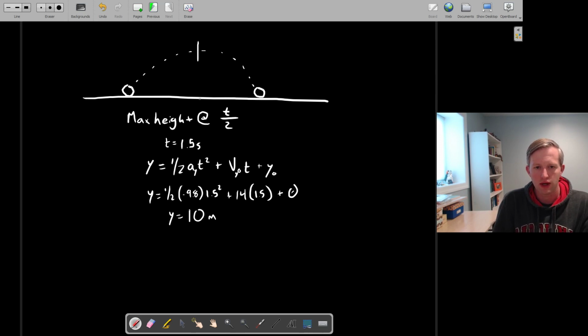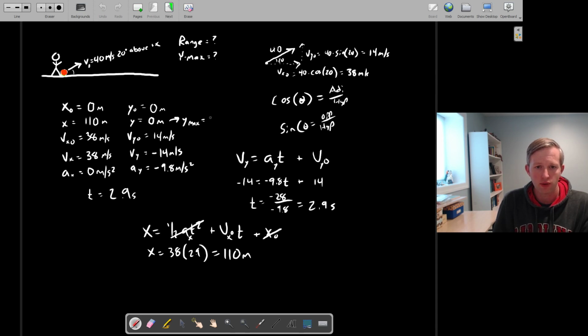Just a quick recap of what we did here. To find the max height, we considered where the ball will be vertically, y, at half the total amount of time, because it spends the first half going up and the second half going down. So I know it's right at that midpoint that it reaches its maximum height. When we solve for that, we get 10 meters, so we know that our y max is 10 meters. Put boxes around our two answers, and we should be in good shape.